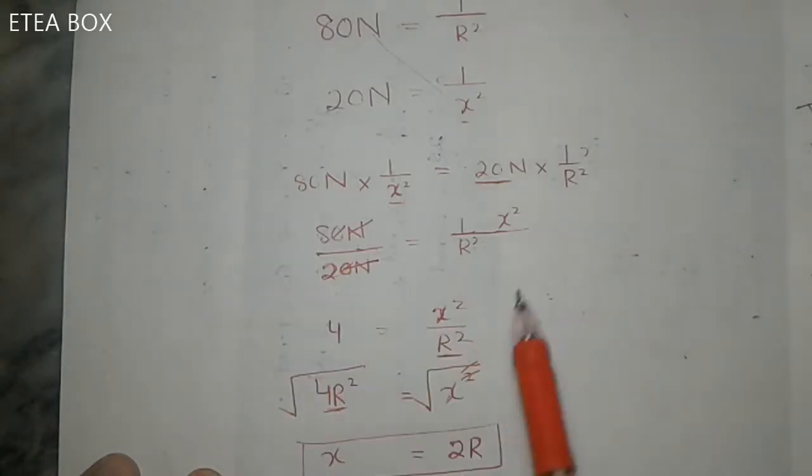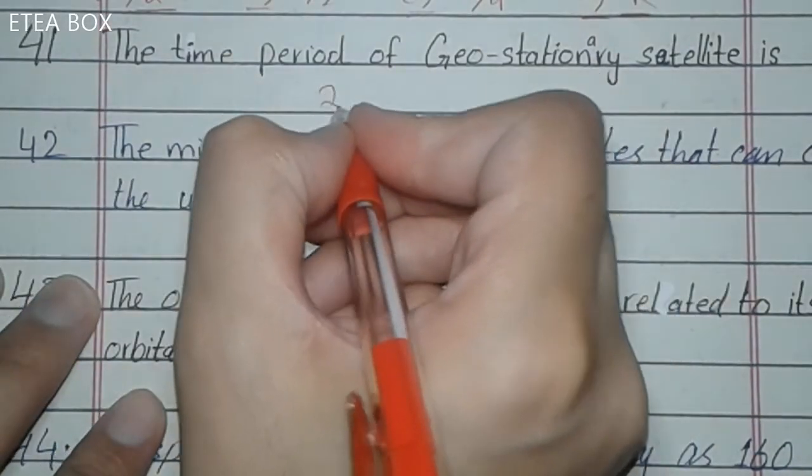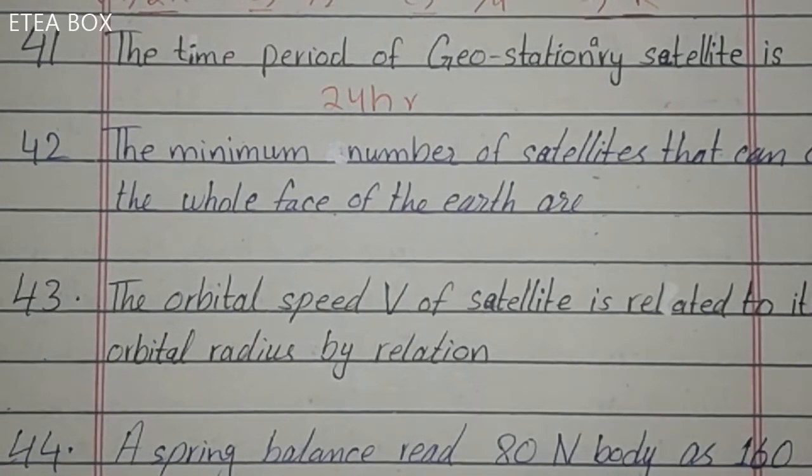You have to do this process for finding the unknown distance. Okay, the time period for geostationary satellite is, so it is in your book that time period is 24 hours. Okay, the time period for geostationary satellite is 24 hours.